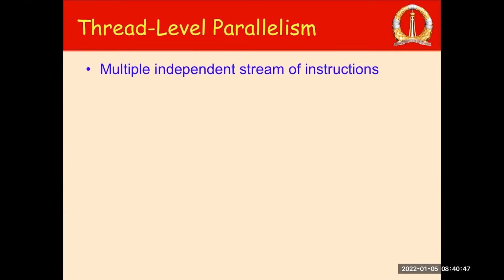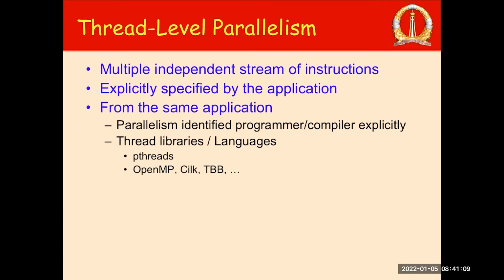Now, having talked about parallelism, let's see how thread level parallelism can be exploited, right? As I mentioned earlier, each thread is nothing but an independent stream of instructions. So different threads essentially contribute multiple independent streams of instructions. And these different threads are explicitly specified either by the application programmer, or they are extracted by a compiler, right? Typically, when these are extracted from the same program, they are extracted using basic thread libraries, something like pthreads, which is a basic way of expressing these threads and then exploiting parallelism across them.